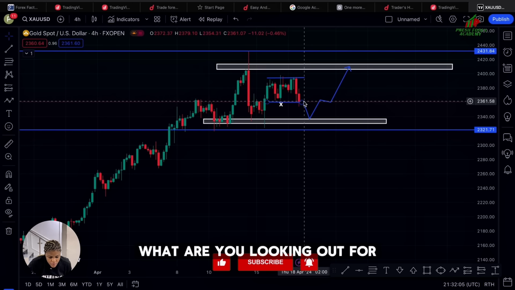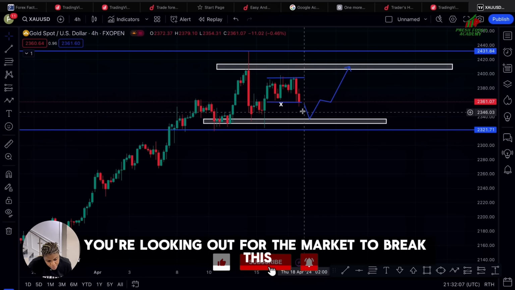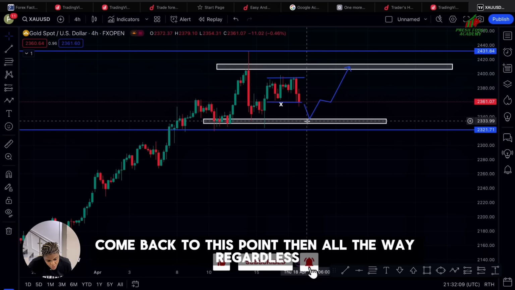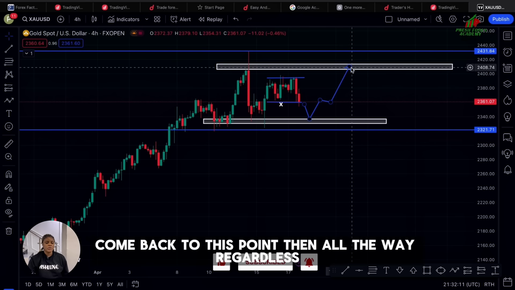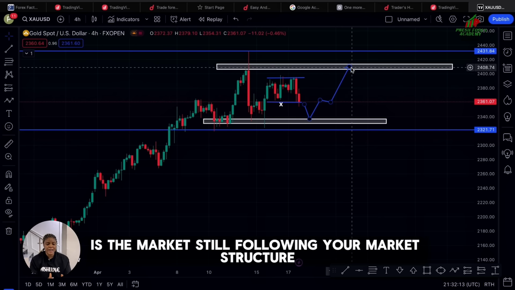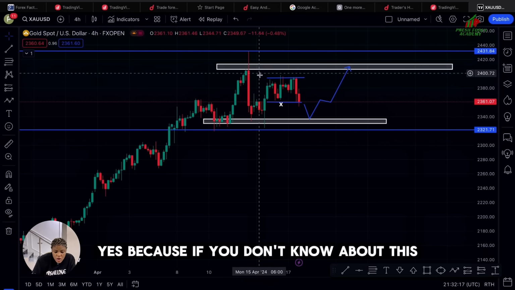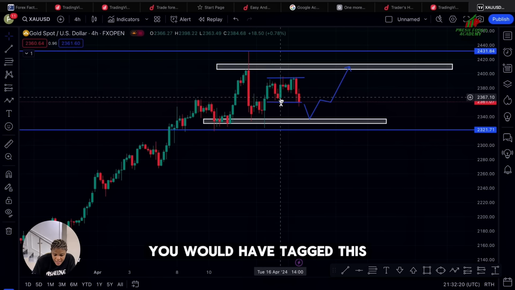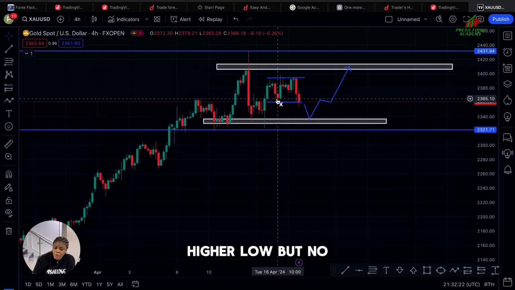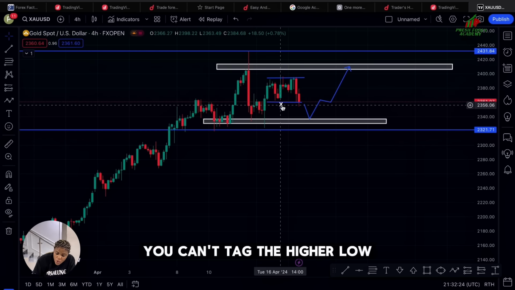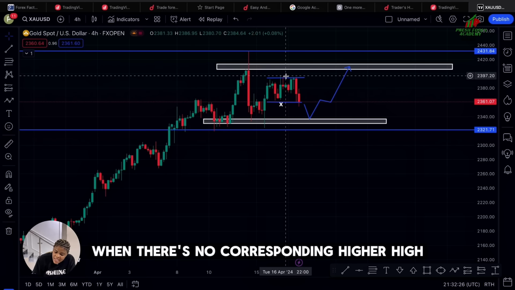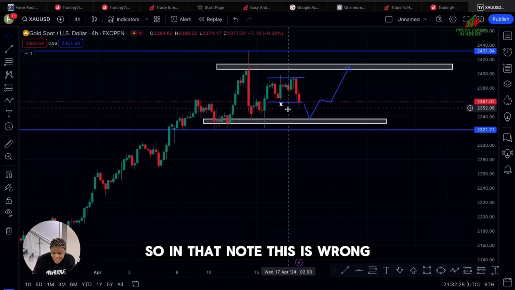So now what are you looking out for? You're looking out for the market to break this, come back to this point, then all the way. Regardless, is the market still following your market structure? Yes. Because if you don't know about this, you would have tagged this higher low. But no, you can't tag a higher low when there's no corresponding higher high. So in that note, this is wrong.